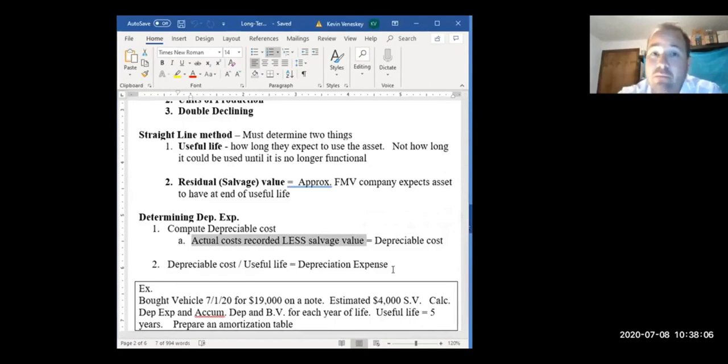The salvage is what I plan on selling it for when I'm all done. So it could be zero. Maybe I'm going to use the equipment completely until it breaks down, and then I don't really have anything, and it's not worth anything. But if you're like a car rental company, think of Enterprise, they don't carry cars on their rental more than about 2 or 3 years.